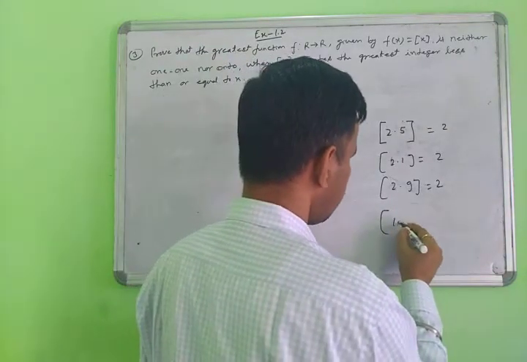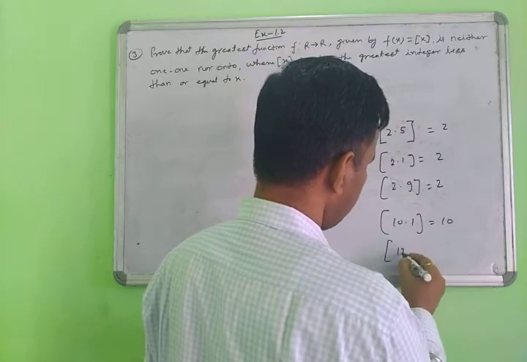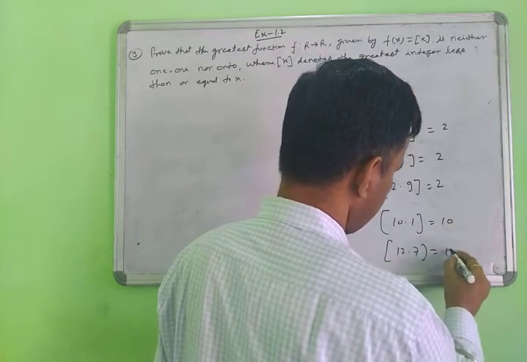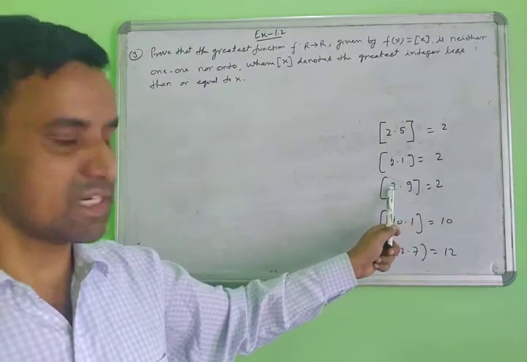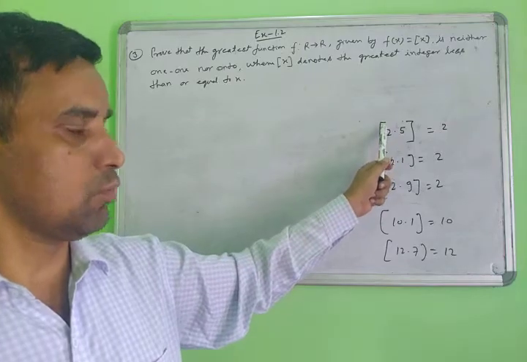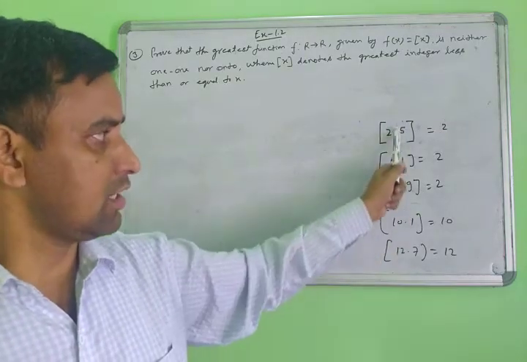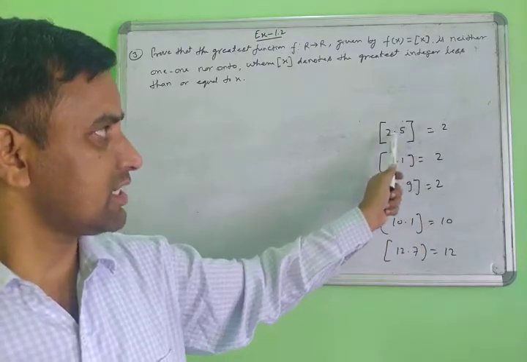Same here: suppose you write 10.1. What is the value of this? 10. Suppose you write 12.7. What is the value of this? 12. What is the greatest integer in both? The integer before the decimal is the greatest integer. So for every value from 2.1 to 2.9, the result will be 2. So these are the rules of the greatest integer function.